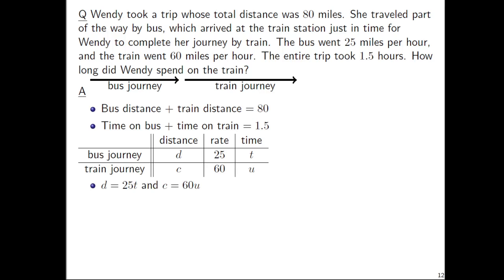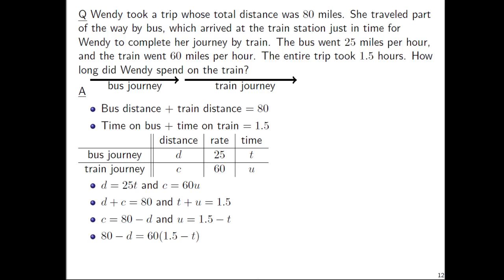So applying the distance formula to the bus journey, we have D is equal to 25T. Applying the distance formula to the train journey, we have C is equal to 60 times U. It's already mentioned up there that the bus distance plus train distance equals 80. Now we can write that in symbols as D plus C equals 80. Similarly, the times add up to 1.5, that will be T plus U equals 1.5. So what we can do is take the previous lines, solve for C, right? C is 80 minus D, and then solve for U, for instance, subtracting T on both sides. So U is equal to 1.5 minus T.